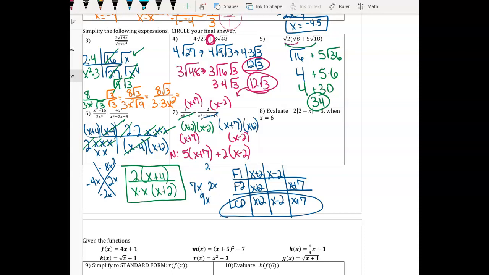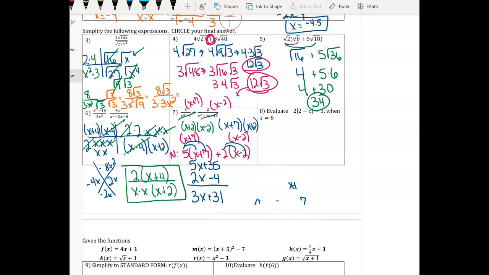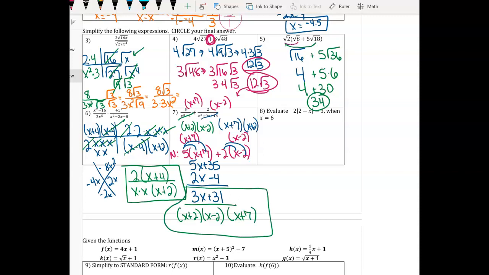So again, just going to do some erasing. I'm going to have 5x and 35. I'm going to have 2x and negative 4. I have to add these up, so I'm going to stack those like terms. And then I just have to remember that when I add and subtract fractions, the denominator goes along. So we're going to, again, just do some more erasing. So I will put the common denominator of x plus 2, x minus 2, and x plus 7, and this is the final answer for 7.